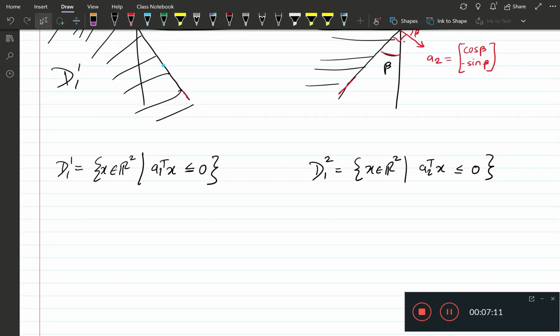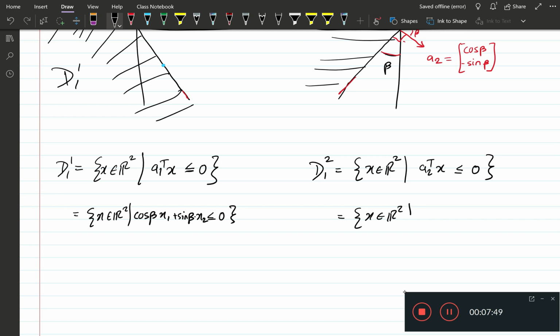Now once we have this, we know what the dot product means, so let me write it down explicitly. The dot product just means a11 x1 plus a12 x2 should be non-positive, and I can also replace a11 because I know that. So what this is saying is that cos beta times x1 plus sine beta times x2 should be non-positive, and here we have cos beta times x1 minus sine beta times x2 should be non-positive.